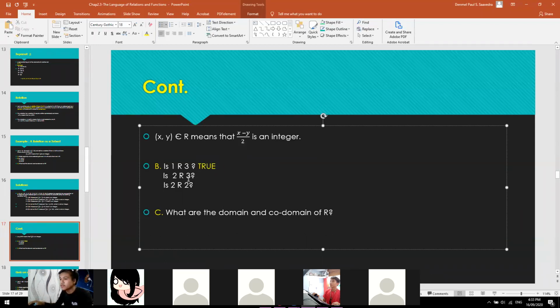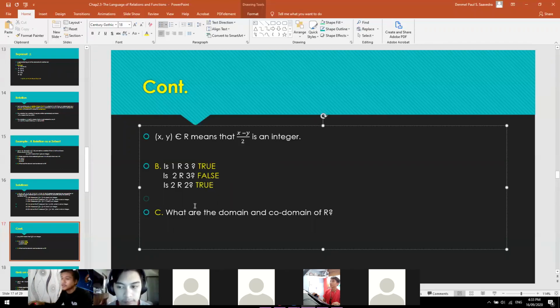How about the second one? Is 2 related to 3? False, sir. 2 minus 3 is negative 1, divided by 2 is negative 1 half, which will lead us to a fraction. So this one is false. How about the last one? Is 2 related to 2? Yes, sir. 2 minus 2 is 0, so 0 divided by 2 is still 0, which is an integer.